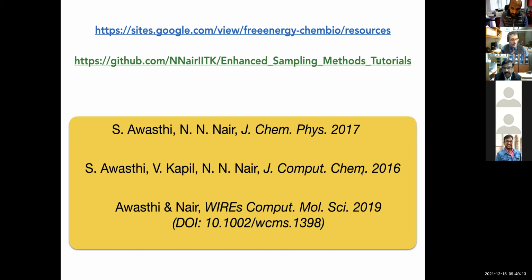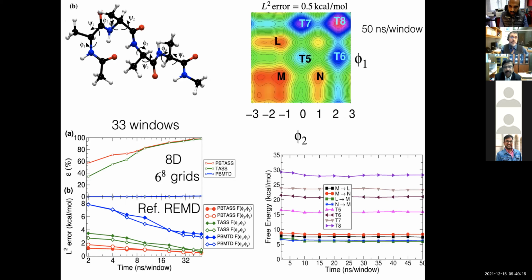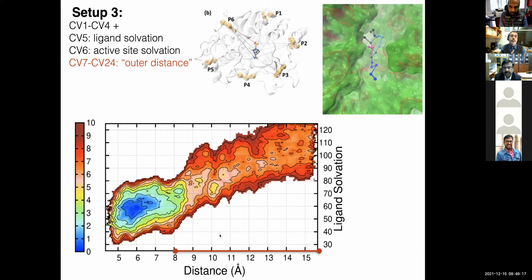I also just wanted to add one point which I missed here: for umbrella windows 8 to 15, we used these CV7 to CV24. These collective variables were added explicitly only for umbrella windows 8 to 16. For the others it's not needed because the drug is already inside the active site. We don't need to bother about how they move around the protein.